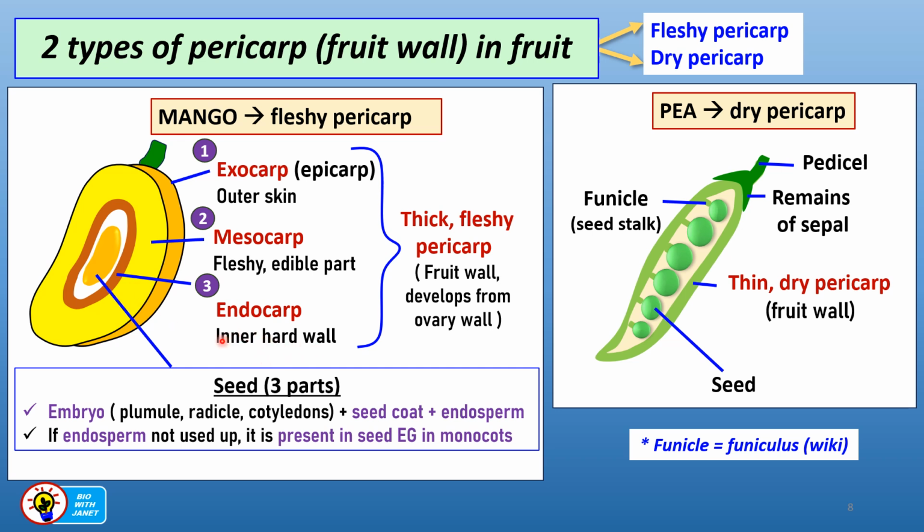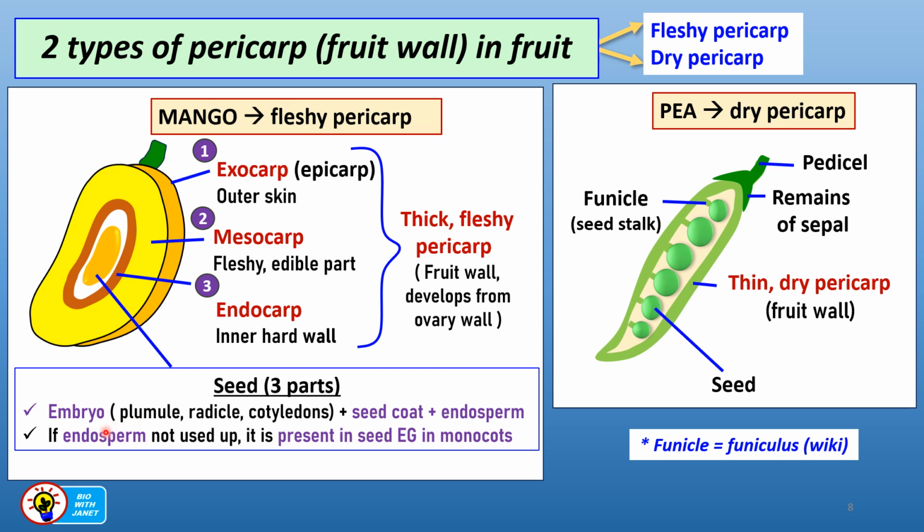So in the mango, the endocarp is actually an inner hard wall, right? After you've eaten the mango, you're left with the endocarp and the seed inside. If you shake the whole structure, you can hear the sound of something moving inside. That's the seed, right? Inside the endocarp, which is hard, is the seed. The seed consists of three parts: the embryo, which consists of the plumule, radicle, and cotyledons, plus the endosperm, which surrounds the embryo, and then the outermost layer is the seed coat that protects the seed and the embryo.